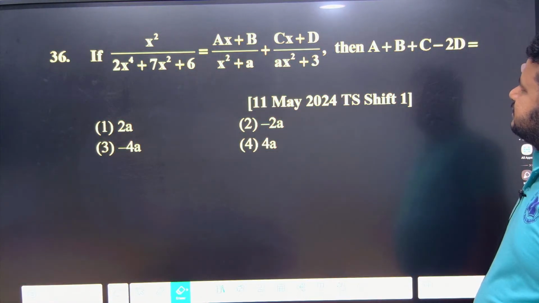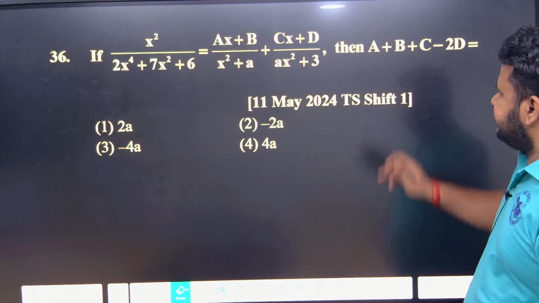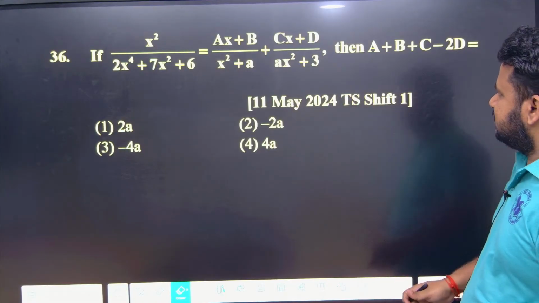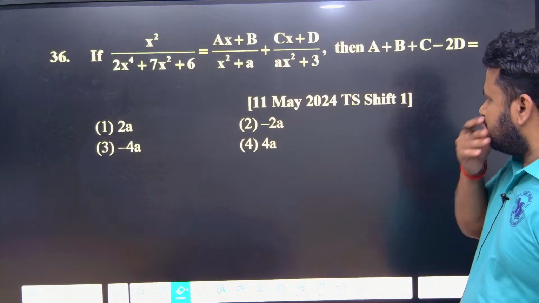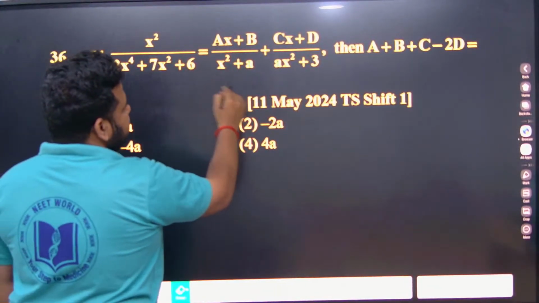What about this one? See here, is it a proper fraction? Yes. So they have given, look at this, 2024 TS, they have asked. If x square by something is given is equal to (ax plus b) plus (cx plus d), this is what? Quadratic they have given. So you have to factorize this, correct? This x square into x square.